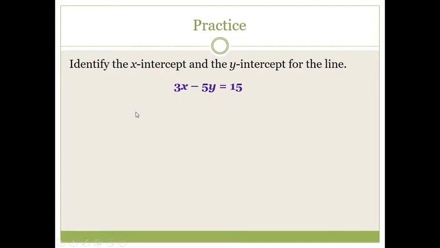Go ahead and pause the video and see if you can find the x and y intercepts of this equation.